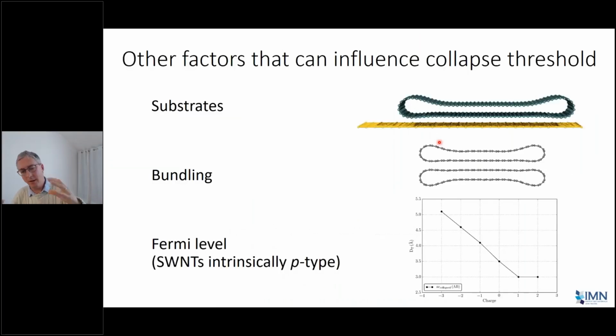And there's other things that can also help you with collapse. If you're next to a surface, then that stabilizes. Again, that increases the interlayer energy here, so that will also help them collapse. If tubes are together in bundles, that will also do it. And if you shift the Fermi level, this was a calculation that Anthony did.